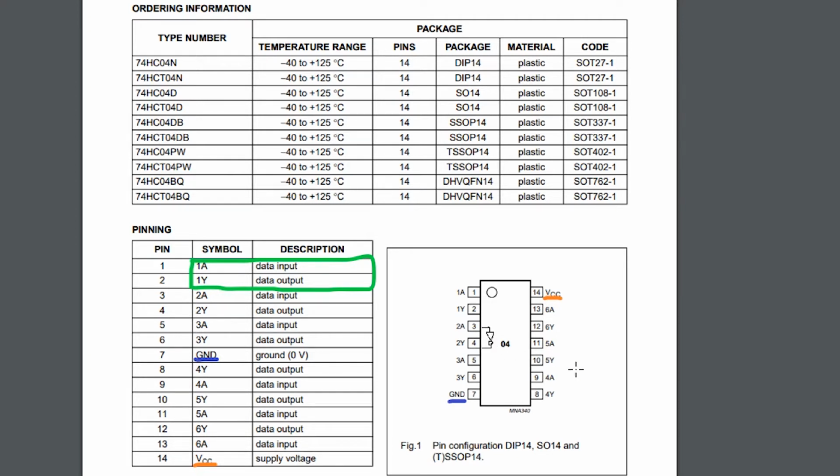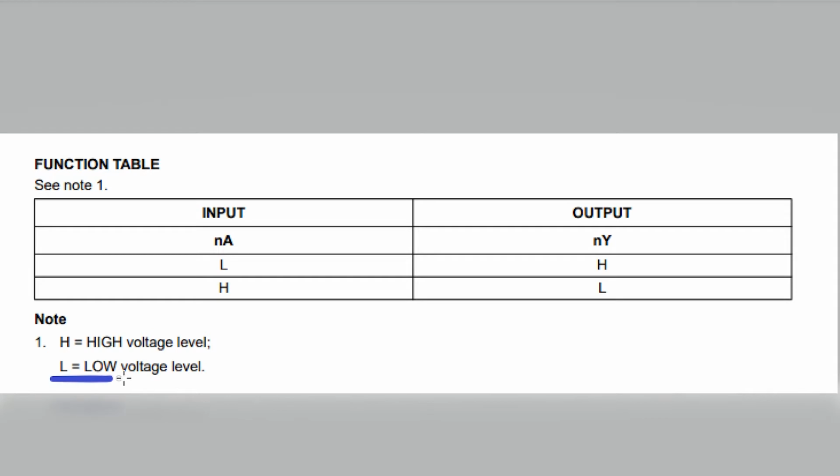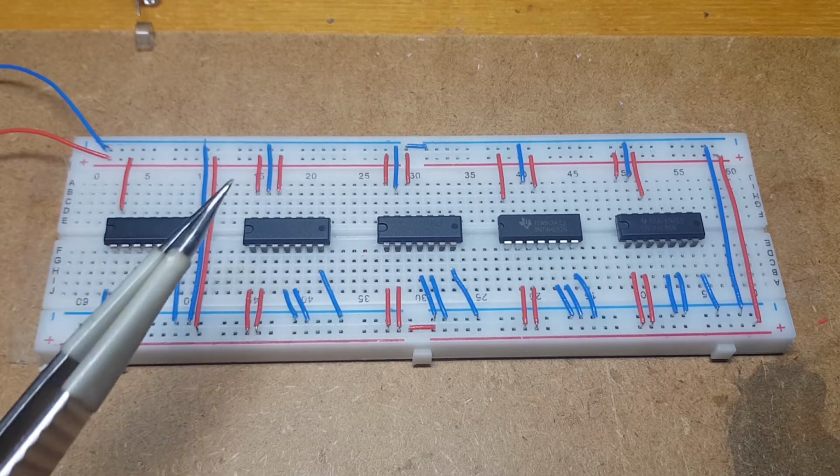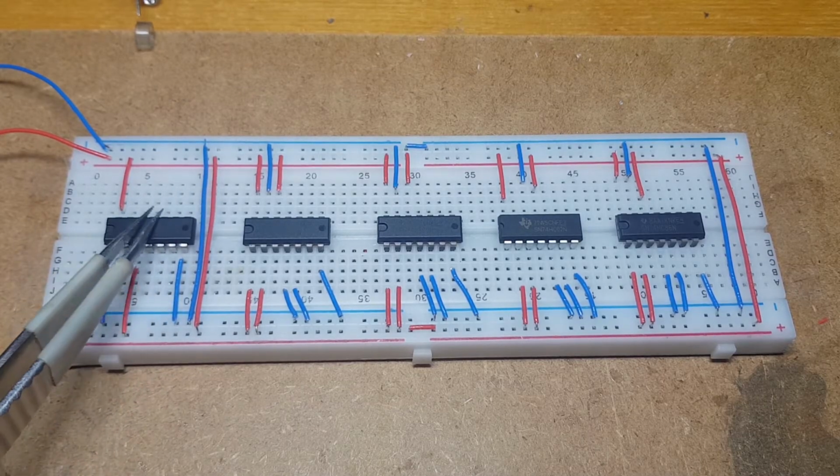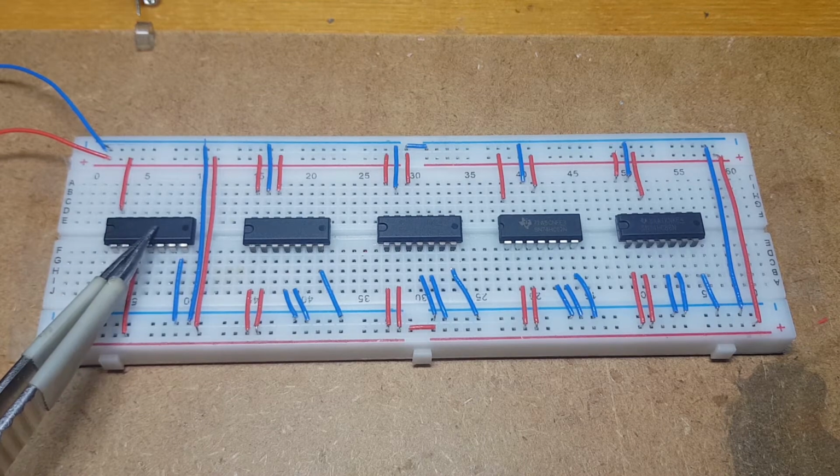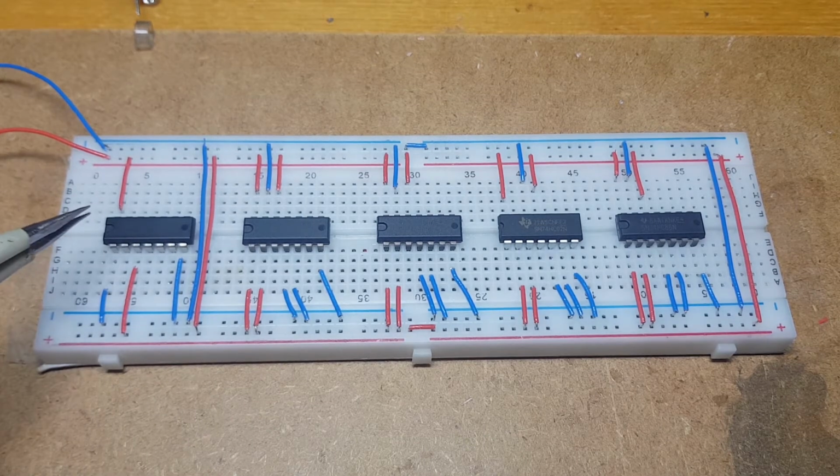The A's show the inputs and the Y's show the outputs. The number signifies which gate it is. Looking at the truth table, it can be seen that the output is the inverted input. More on that in my previous tutorial in the description. As the output indicator, I'll be using a green LED, which does not need a resistor for 5 volts, for easier understanding.